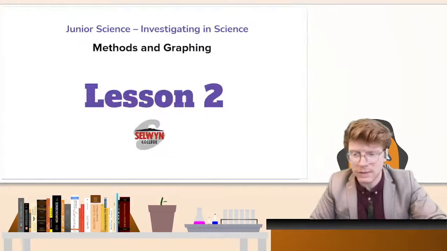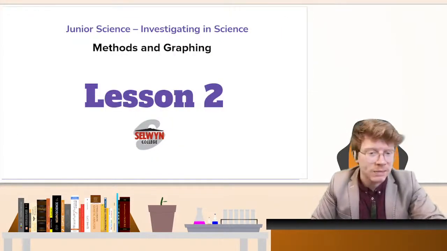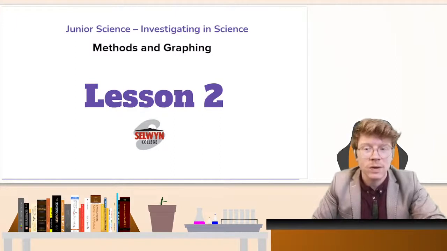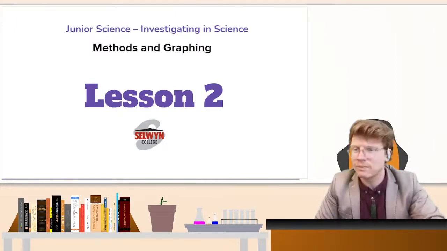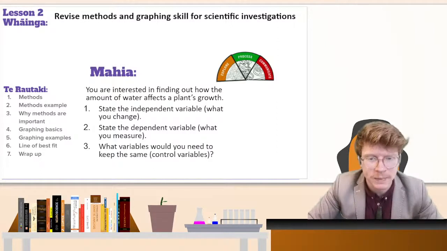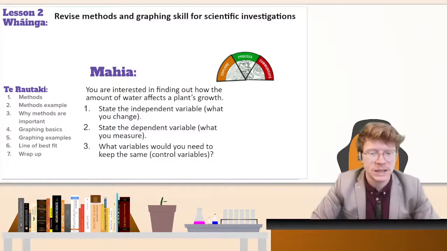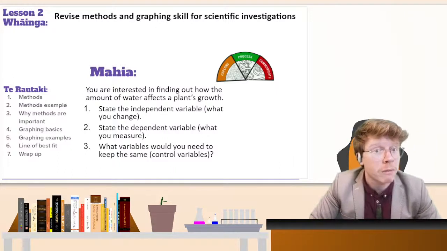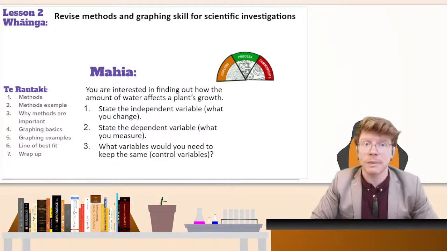So now that we've done that, we're going to look at our second part of our topic today, which is on our methods and our graphing. Okay, so for this, we've got a little bit of an intro here. Independent, dependent, and control variables. This was looking at water and plant growth. Who would have thought about that?